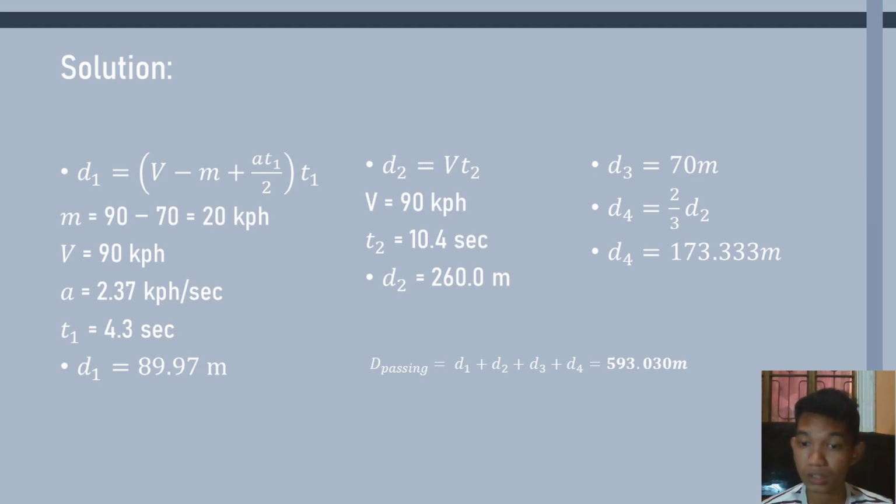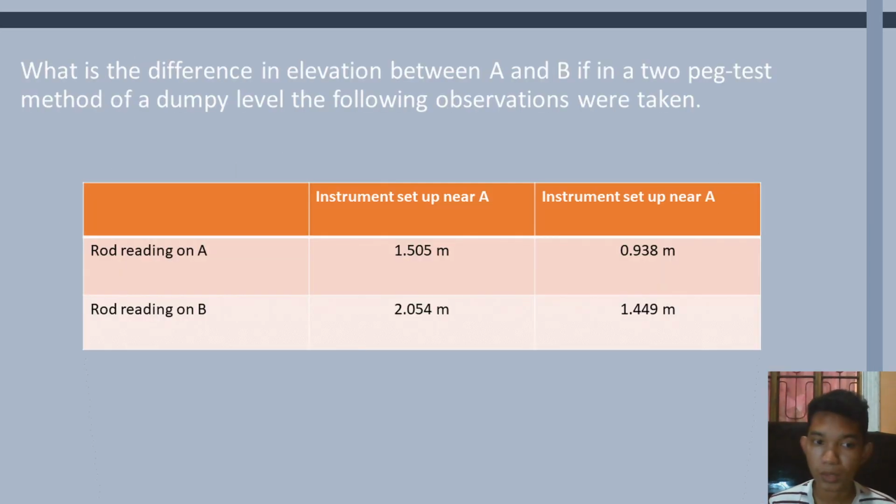The formula for the passing sight distance is just D1 plus D2 plus D3 plus D4, hence we get the value 593.030 meters. So for problem 2, what is the difference in elevation between A and B if in a two-peg test method of a dumpy level, the following observations were taken?